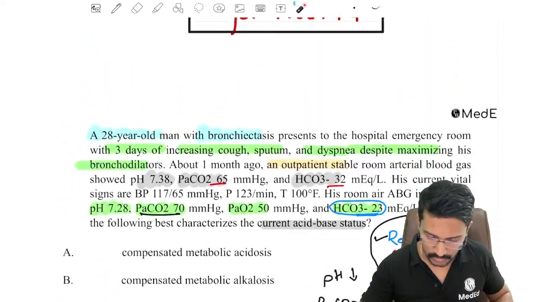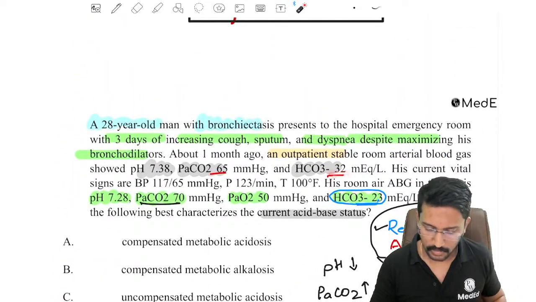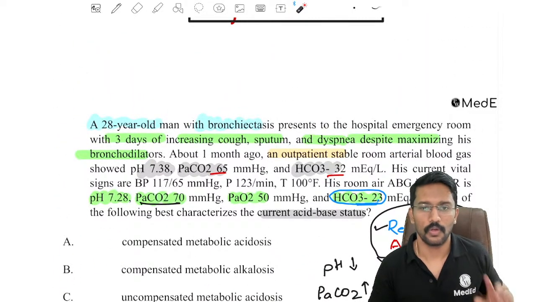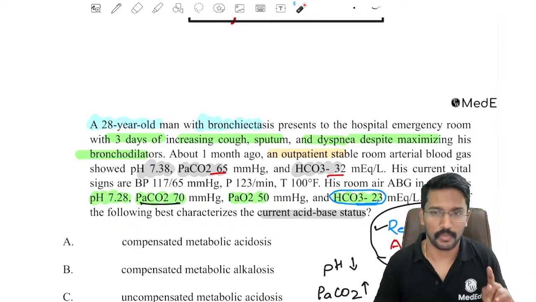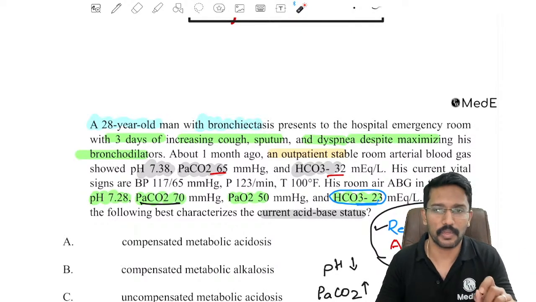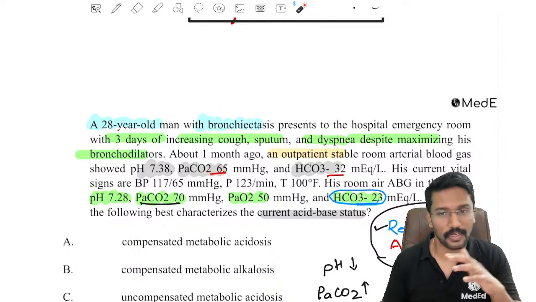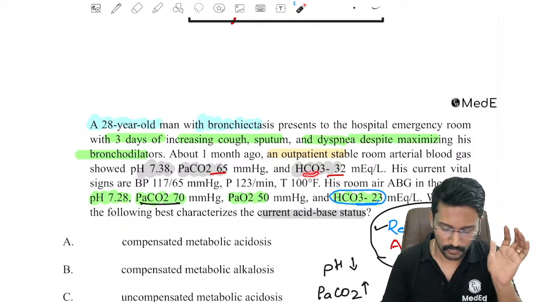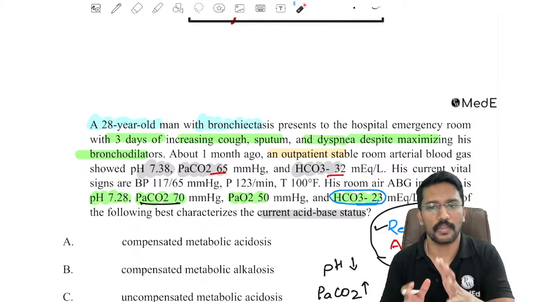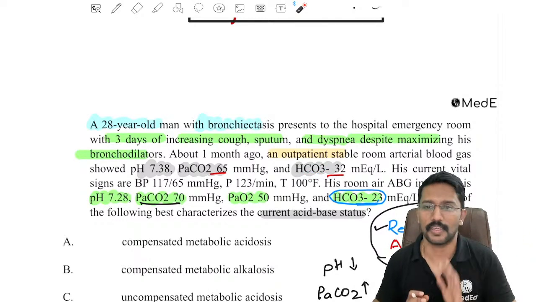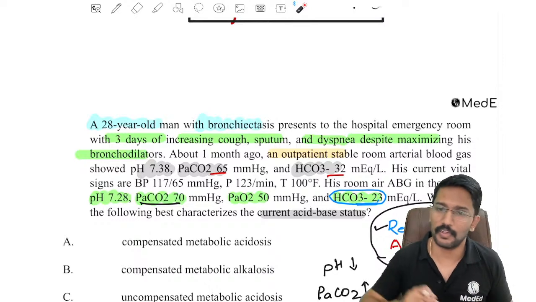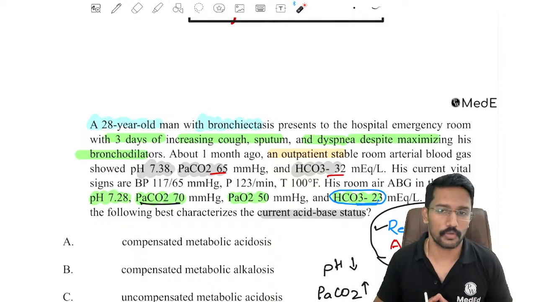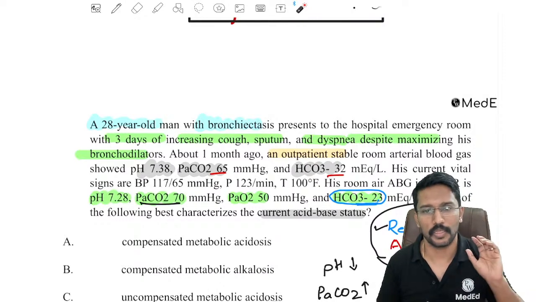Now how much do we see here? 32. So whatever we had first time 1 month back when he presented was a very typical respiratory acidosis that was fully compensated, and there was only one ABG abnormality because the expected compensation is what we are seeing here. The bicarbonate is as much as expected. If it was less than expected or more than expected, that is where I would have thought of an additional ABG abnormality. So originally there was only one ABG abnormality.